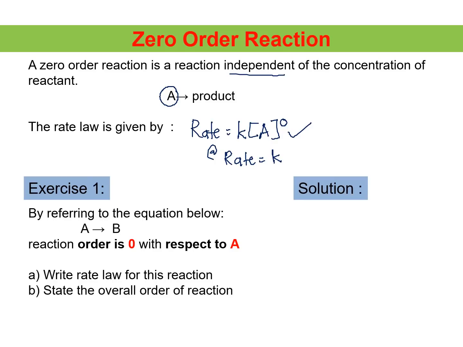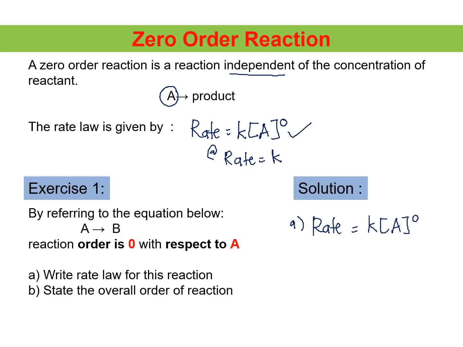So let's try exercise 1 here by referring to the equation below. A produce B. Given reaction order is 0 with respect to A. So write the rate law for this reaction and state the overall order of reaction. So for A, you want to write the rate law. We start with the word rate equals to K times concentration reactant A, power of reaction order with respect to A is 0.